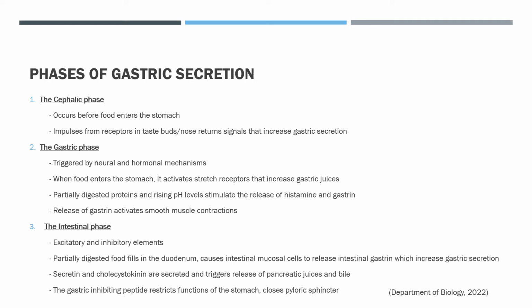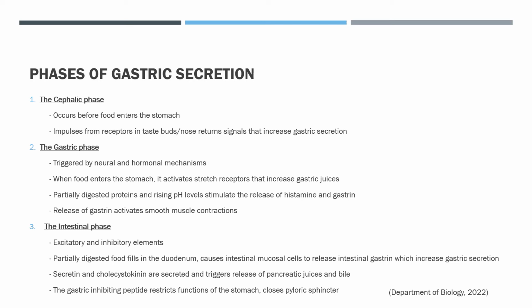When you see a piece of food, impulses from receptors in your taste buds or in the nose are relayed to your brain, which returns signals that increase gastric secretion to prepare your stomach for digestion. The second part, the gastric phase, lasts approximately 3 to 4 hours and is triggered by neural and hormonal mechanisms that were initiated by the entry of food into the stomach.